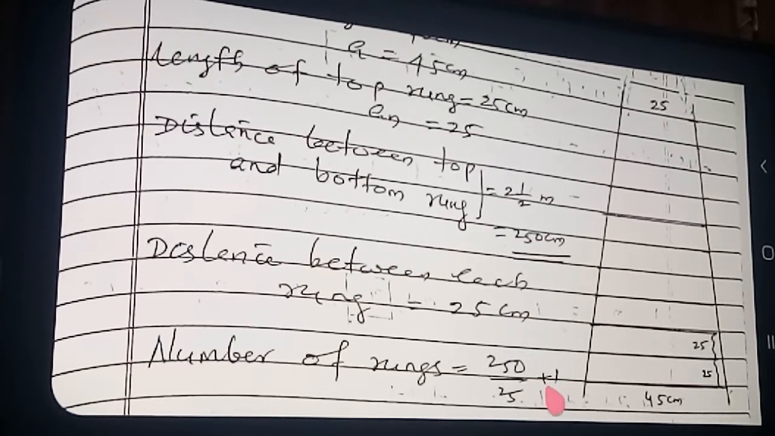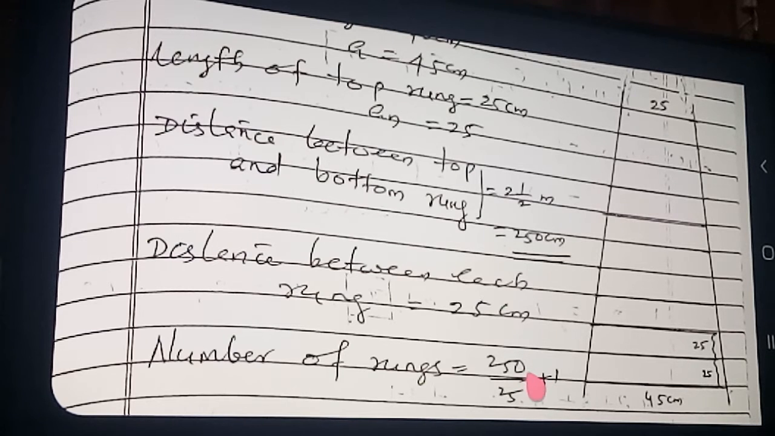Once more, listen. How did we find the number of rungs? The distance between the bottom rung and the top rung is given as 2.5 meters. And the distance between consecutive rungs is given as 25 centimeters. Therefore the number of rungs is 250 centimeters divided by 25, plus 1. So how many rungs are there in total? Total 11. You have also counted. So it is clear. Total number of rungs is 11.